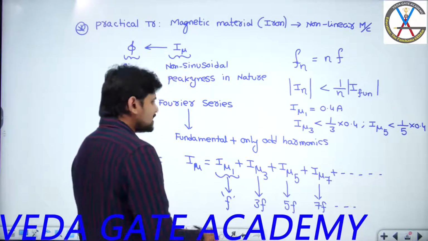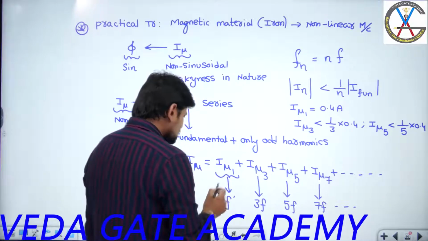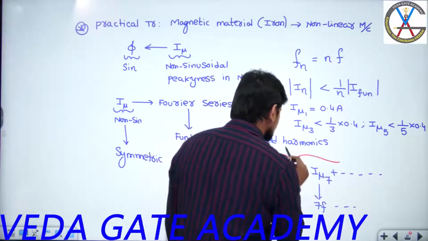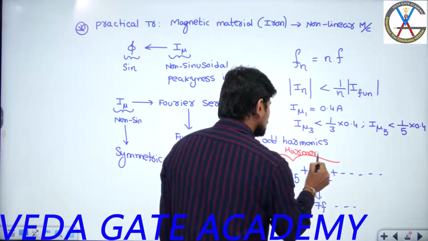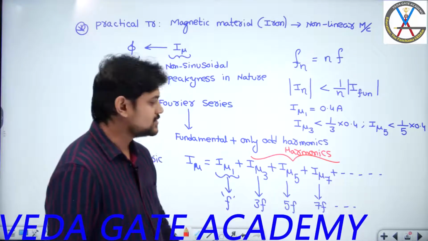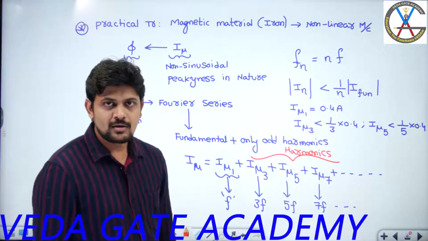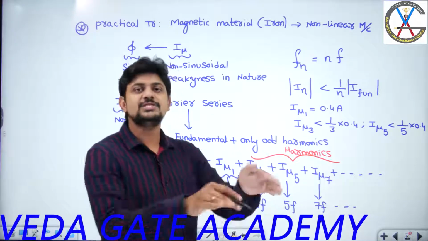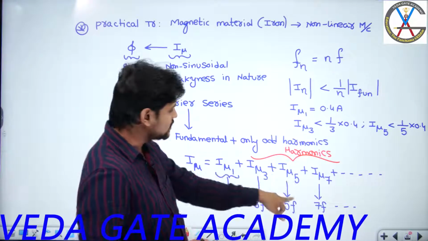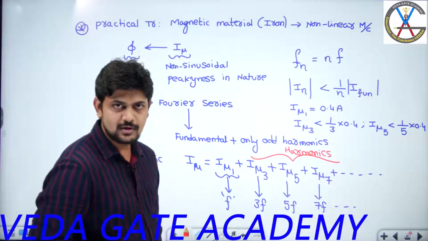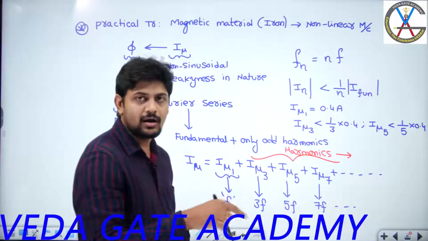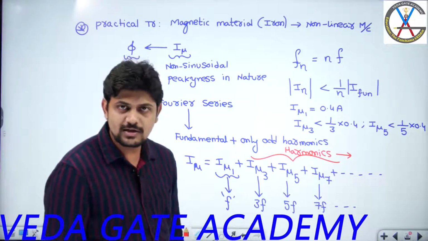As you observe here, out of these, this is not a harmonic. The remaining are all called harmonics. Among these harmonics, which is more dominant? Obviously, the third harmonic component of current. Here dominant means having more magnitude. Obviously, the third harmonic component of current will have more magnitude compared to the fifth harmonic component of current. So I can say that out of all these odd harmonics, the third harmonic component of current is more dominant.